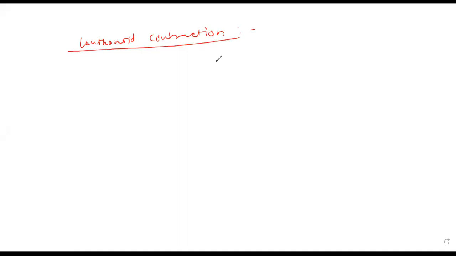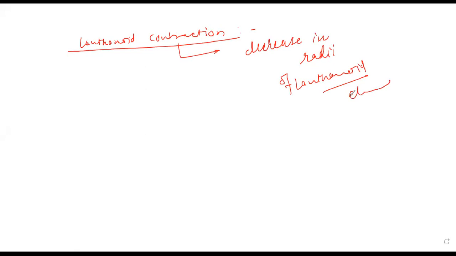Lanthanoid contraction is what? Contraction means decrease in radii of lanthanoid elements. In the periodic table, at the bottom of the elements, there are the lanthanoid elements. Lanthanide is having 4f orbital and actinide is having 5f orbital. So when you study the d orbital, 6d orbital or 5d orbital.